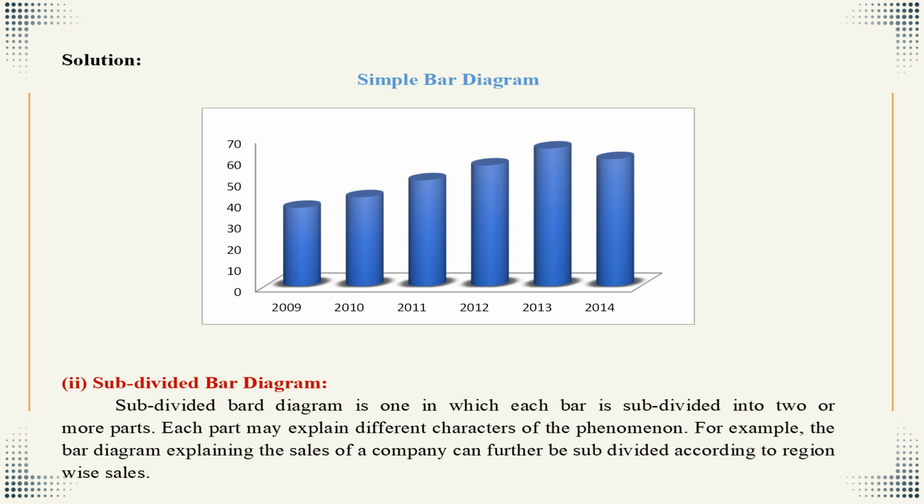And second one is subdivided bar diagram. A subdivided bar diagram is one in which each bar is subdivided into two or more parts. Each part may explain different characteristics of the phenomenon. For example, the bar diagram explaining the sales for a company can further be subdivided according to region-wise sales.